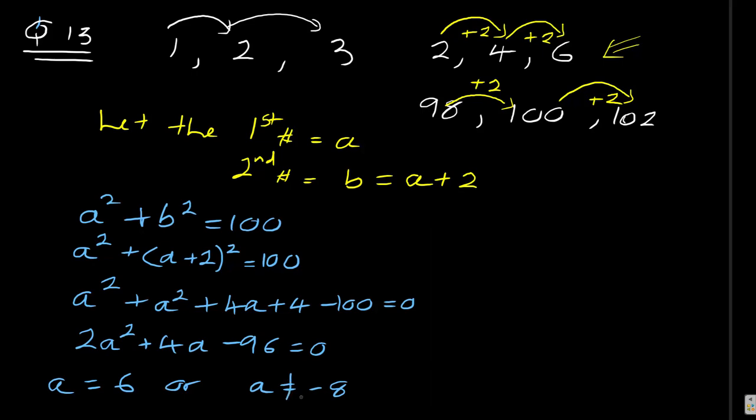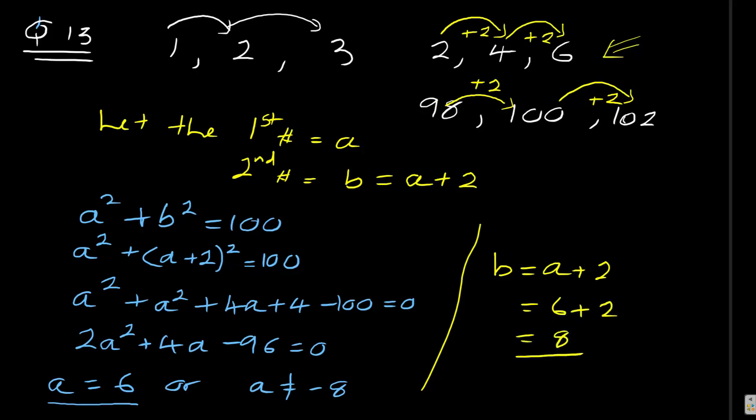Now this cannot be the solution because you cannot get two consecutive numbers being negative. So now the first number, as you can see, A is equal to 6. Since A is equal to 6, but you still remember that the second consecutive number was B, and we said B was A plus 2, so B was 6 plus 2, which is equal to 8. So the two numbers are 6 and the second number is 8. So this is the answer. So that's how you can approach those particular kind of problems.